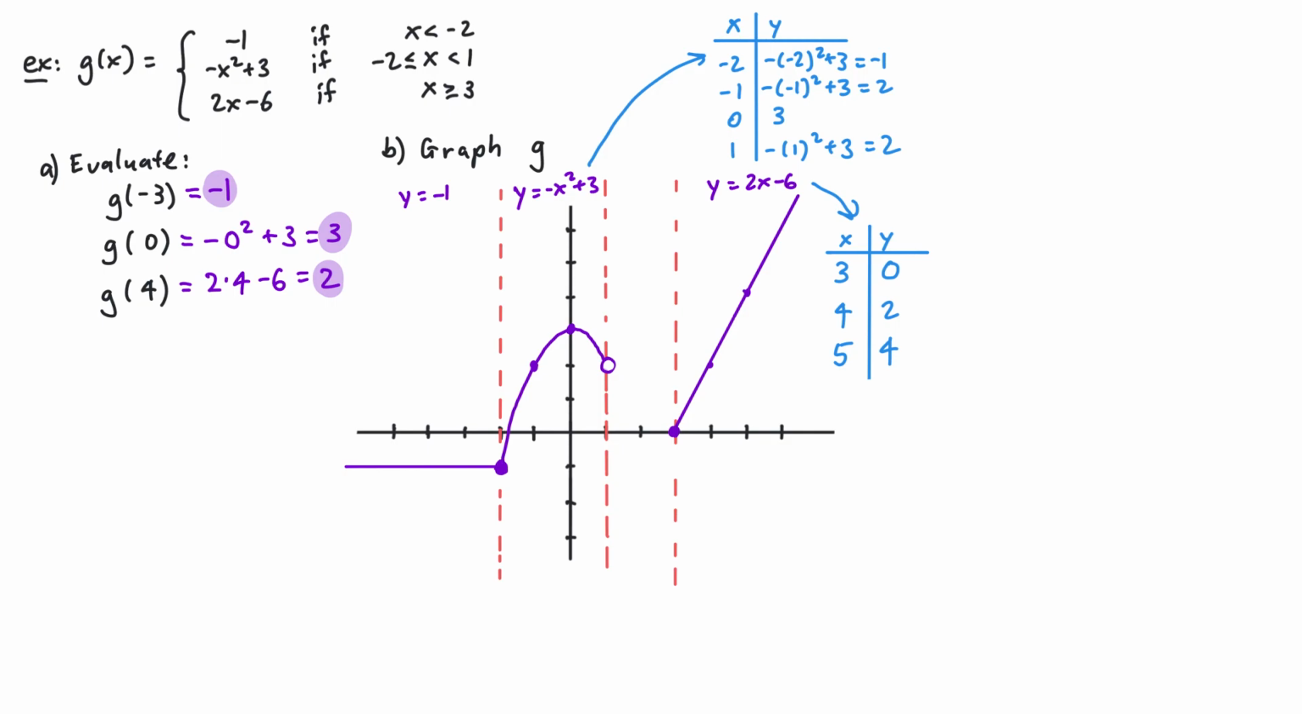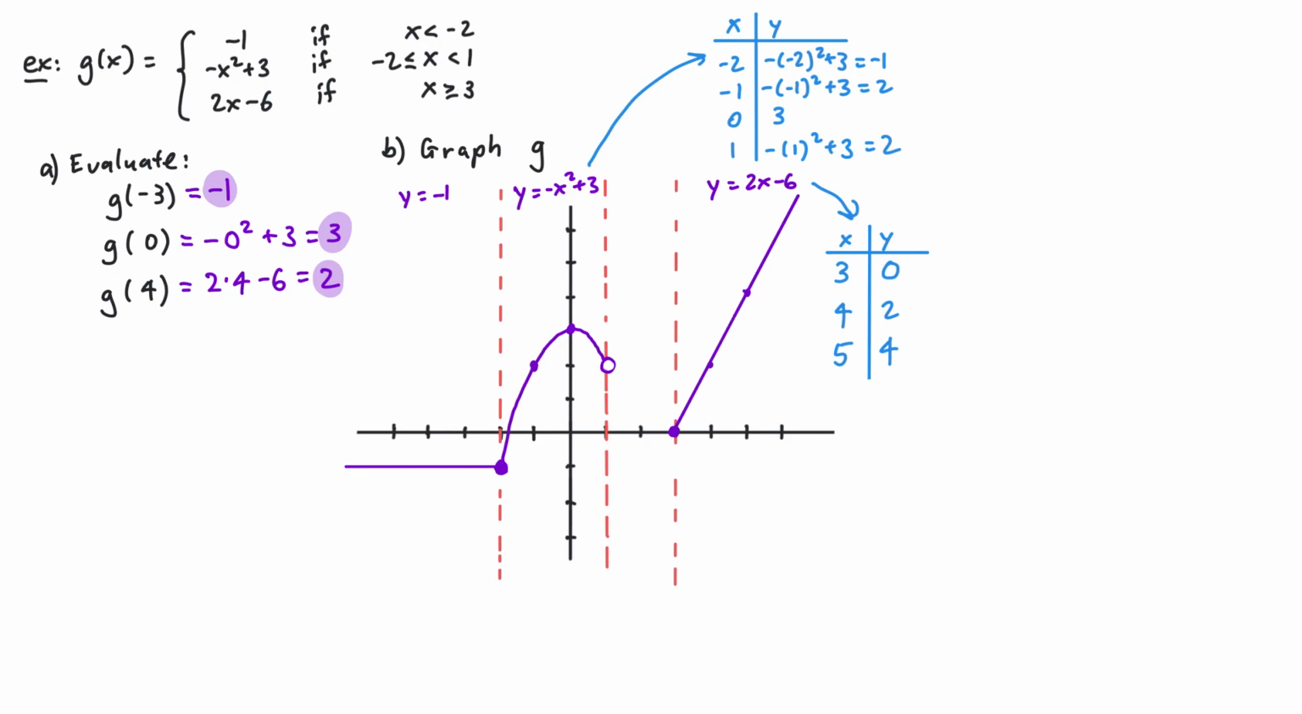Remember that when we're deciding whether or not to include a point on the boundary, we want to look at the inequality symbols of our pieces. If it's a strict inequality without an equals to sign, that means we're not including the point, which means we're going to use an open circle. However, if there is an equals to symbol, that means we're going to include the point and we use a solid point.